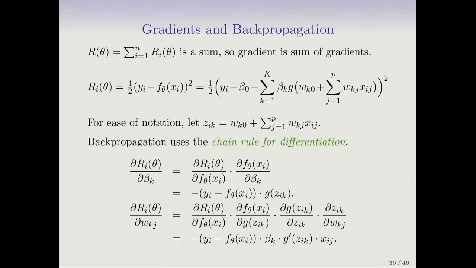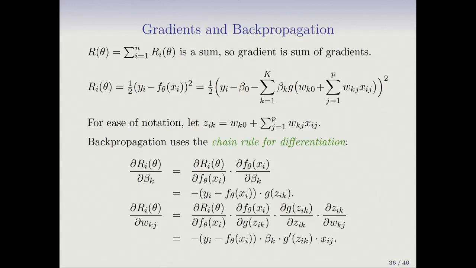If you thought this was complex, this slide's even more complex. Okay, so how do we compute the gradients? There's a technique called backpropagation. Again, let's look at the simplest case. We see the loss function R(theta) is a sum from 1 to n of R_i(theta), because it's just summed over the observations. And R_i(theta) is y_i minus f_theta(x_i), squared. In expanded form, we can write it like this.